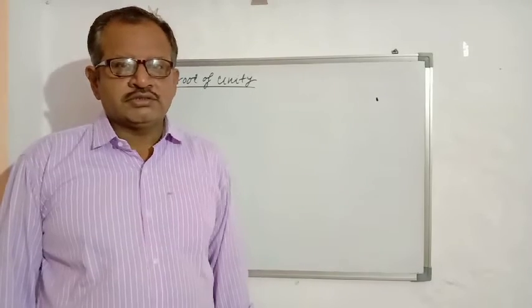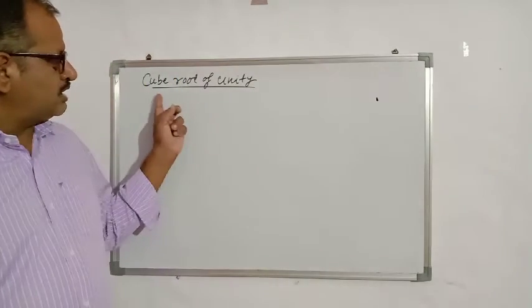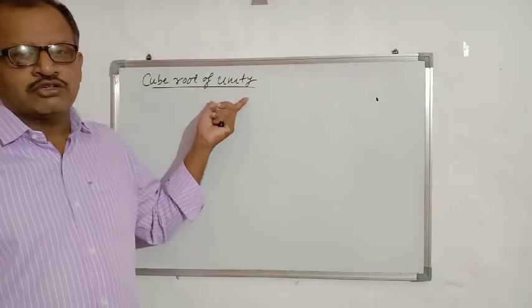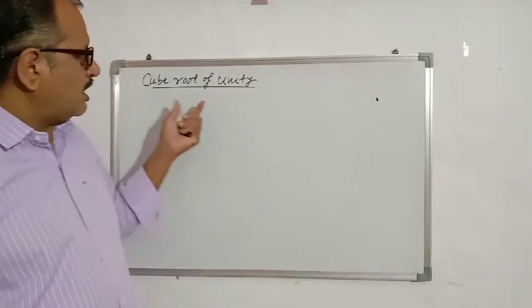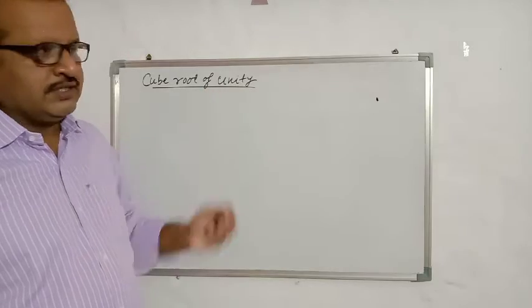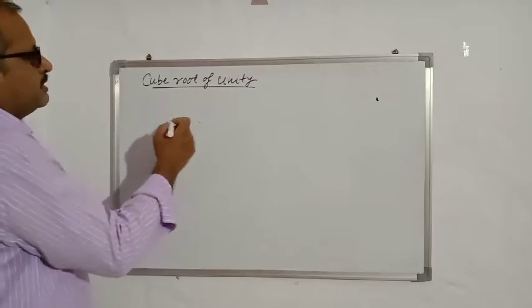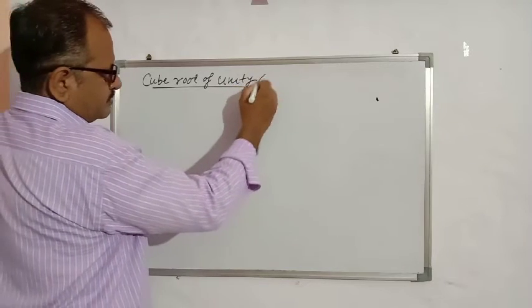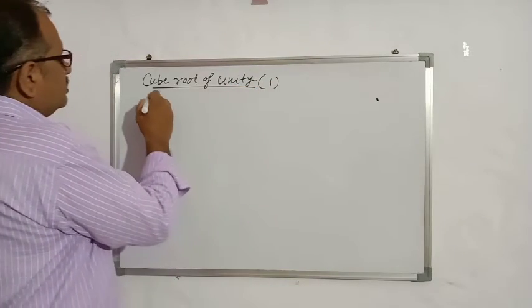Good morning, students. Today we will discuss the cube root of unity. It is the last topic of the chapter complex number. So how can we find the cube root of unity? Let us see. Unity means one.